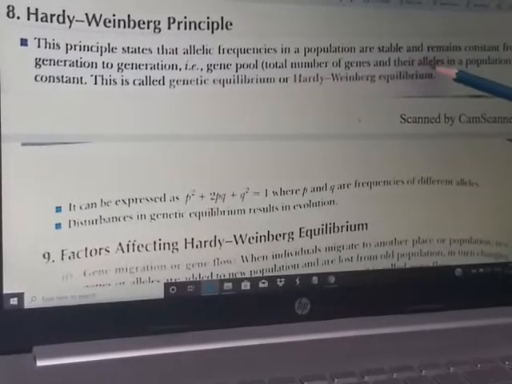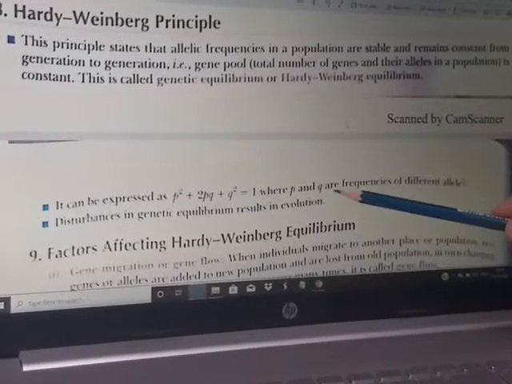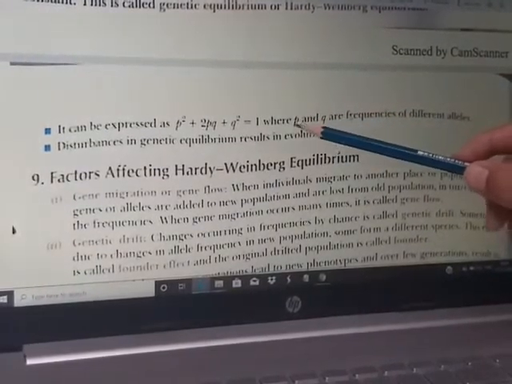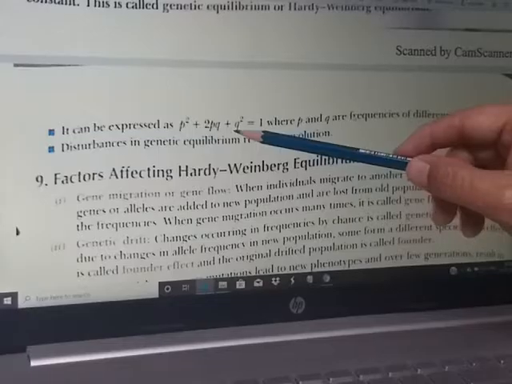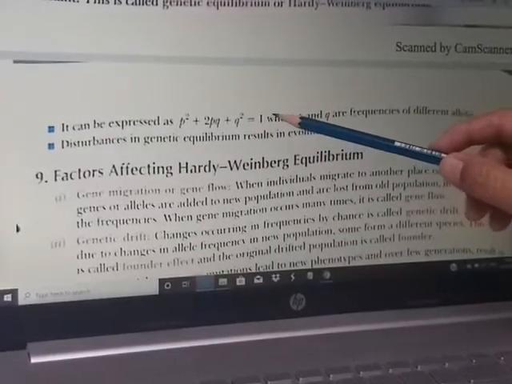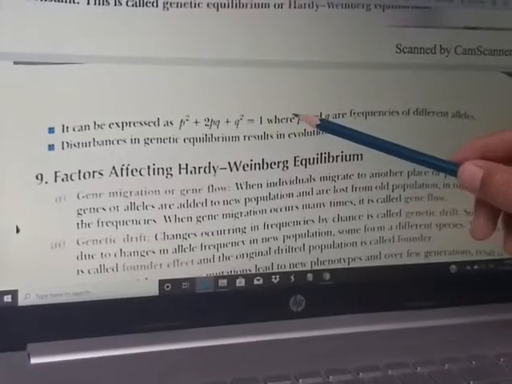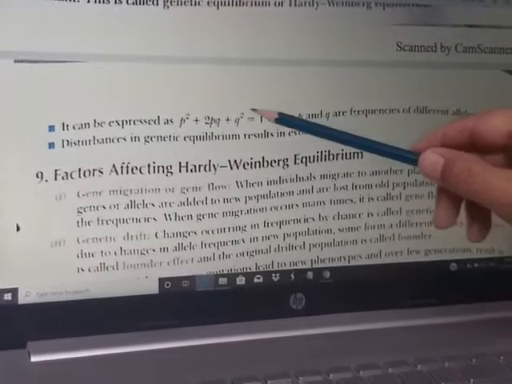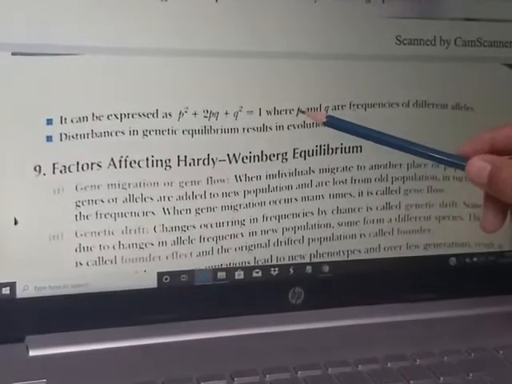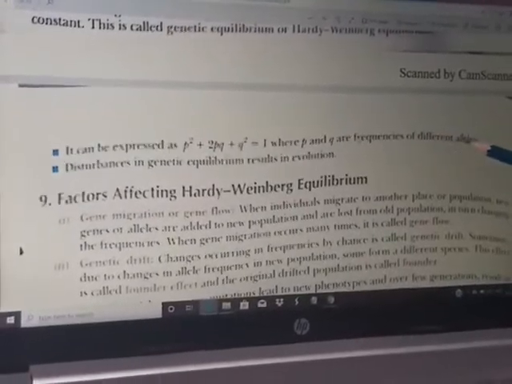And this is shown with the help of an equation. The equation is p square plus 2pq plus q square is equal to 1. We know it is simply the square of p plus q whole square. But here, what does it mean? P and Q are the frequencies of different alleles.